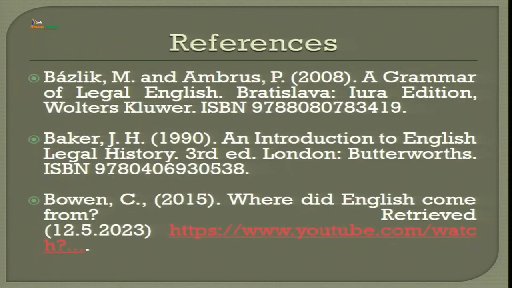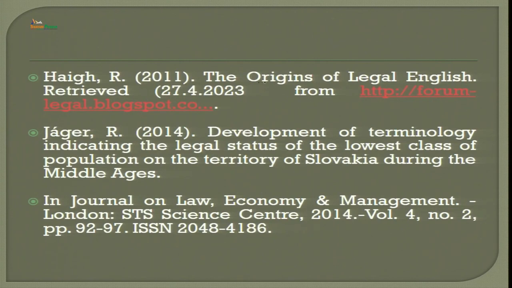You must definitely know about legal terminology's influence and the rest of it to acquire the skills. Now I would like to come up with the references, the books that I have referred to. Introduction to English Legal History, Where Did English Come From? This is the site that I have referred to. Then Further Origins of Legal English I have gone through. Then Development of Terminology Indicating the Legal Status of the Lowest Class of Population in the Territory of Slovakia. Then I have referred to a journal on law and economy. So these are a few references, the books that I have referred to throughout this lecture.